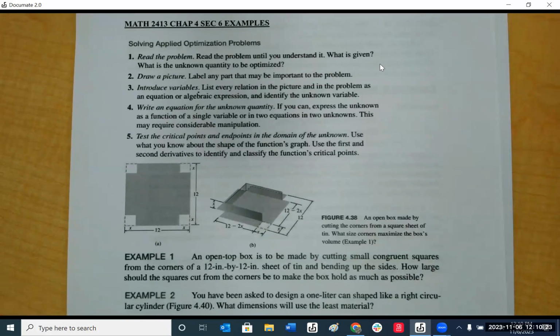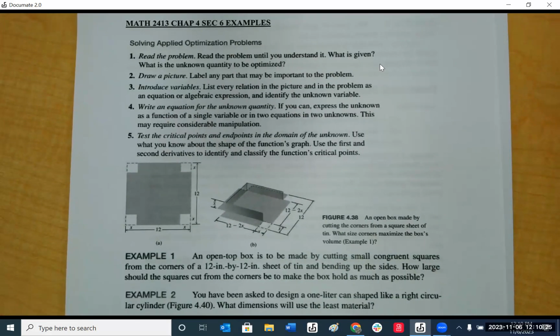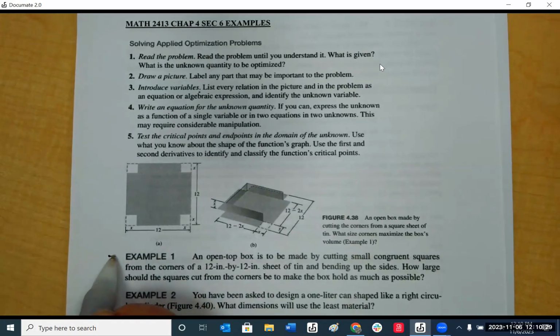All right, so let's first start off with example one. An open box is to be made by cutting small congruent squares from the corners of a 12 by 12 sheet of tin and bending up the sides. How large should the squares cut from the corners be to make the box hold as much as possible? So what kind of question is this looking at?